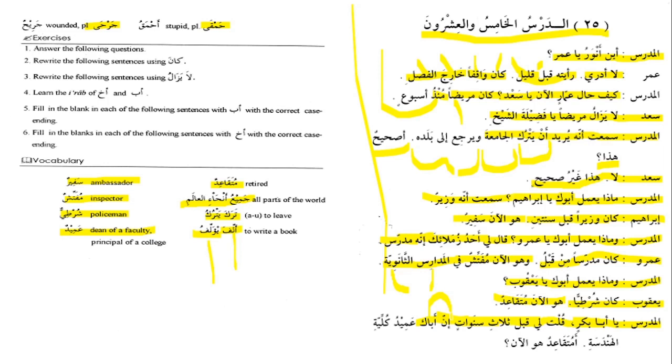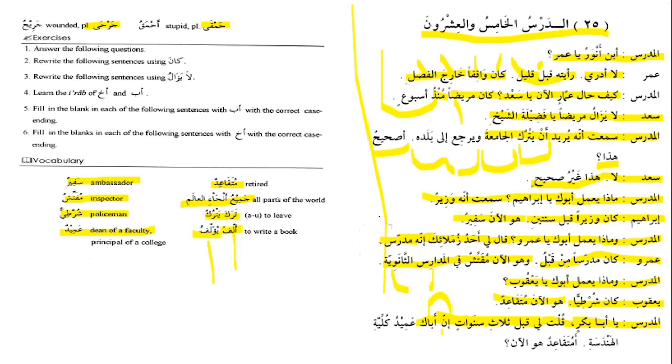Inna has his own sisters. Inna wa akhawati Inna. Now Kana has his own sisters. Kana wa akhawatu Kana. One of the sisters of Inna is what? Lakinna, Anna. Those are sisters of Inna. They do the same thing to their ism and their khabar. And Kana, one of the sisters of Kana is what? Zala. And they do the same thing to their ism and khabar.